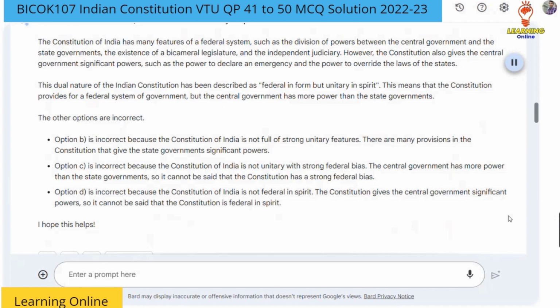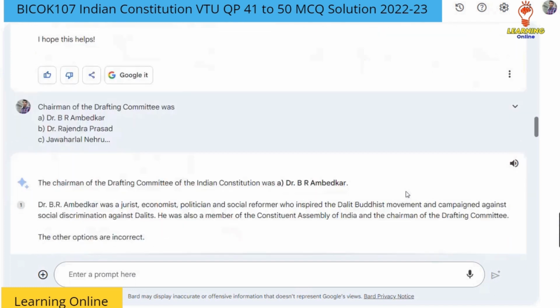Option C is incorrect because the Constitution of India is not unitary with strong federal bias. The central government has more power than the state governments, so it cannot be said that the Constitution has a strong federal bias. Option D is incorrect because the Constitution of India is not federal in spirit. The Constitution gives the central government significant powers, so it cannot be said that the Constitution is federal in spirit. I hope this helps.